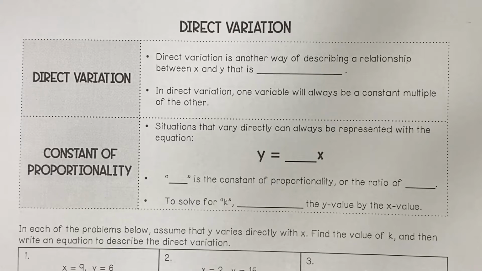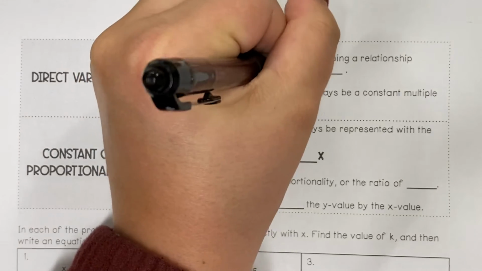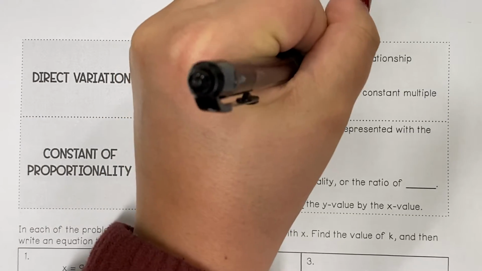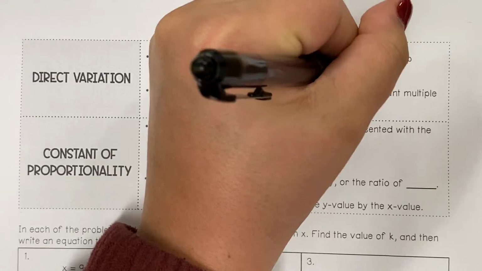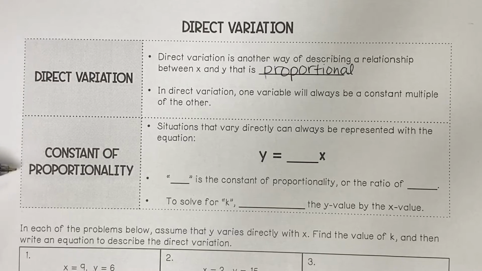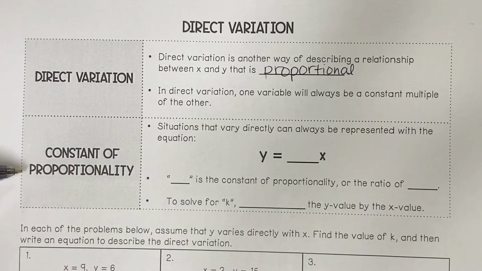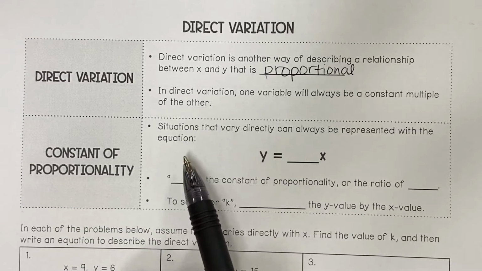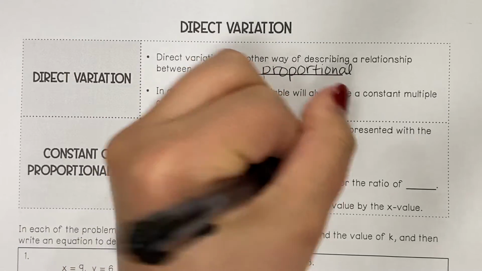Today we're going to be talking about direct variation. Direct variation is another way of describing a relationship between x and y that is proportional. In direct variation, one variable will always be a constant multiple of the other. With direct variation, we use a constant of proportionality. Situations that vary directly can always be represented with this equation, y equals kx.